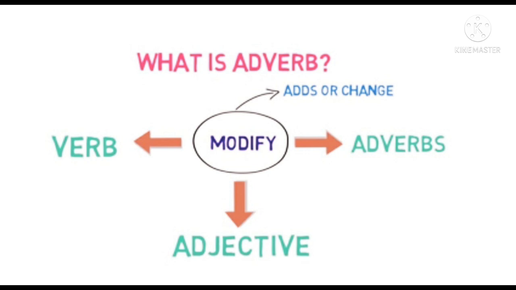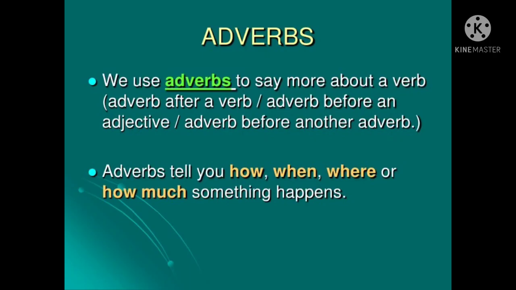We already know that adverbs tell us how, when, where, how much and how often of a verb, an adjective, or an adverb. We use adverbs to say more about a verb, or you can say an adverb after a verb, an adverb before an adjective, or an adverb before another adverb. Also, adverbs tell you how, when, where or how much something happens.